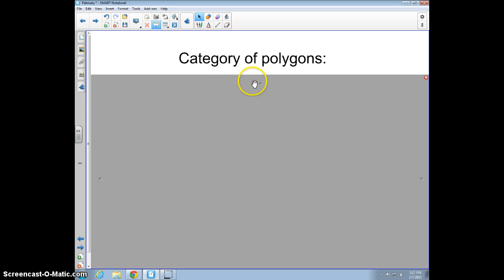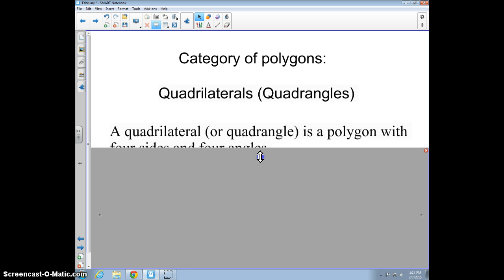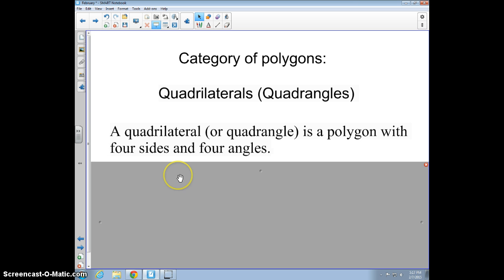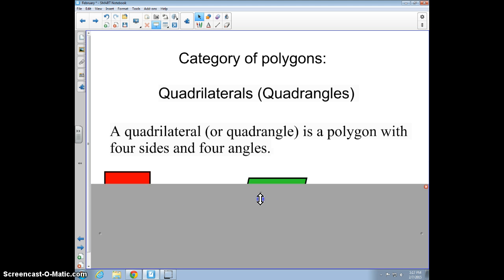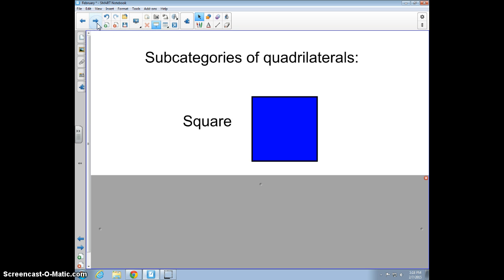Okay, so we're going to look at categories of polygons, and today we're going to be looking at quadrilaterals, which are also sometimes called quadrangles. So the definition of a quadrilateral or a quadrangle is a polygon with 4 sides and 4 angles. Those are the attributes that make a quadrilateral a quadrilateral. And specifically, we're going to look at 4 subcategories of quadrilaterals today. So let's start off with the first one, which is a square.